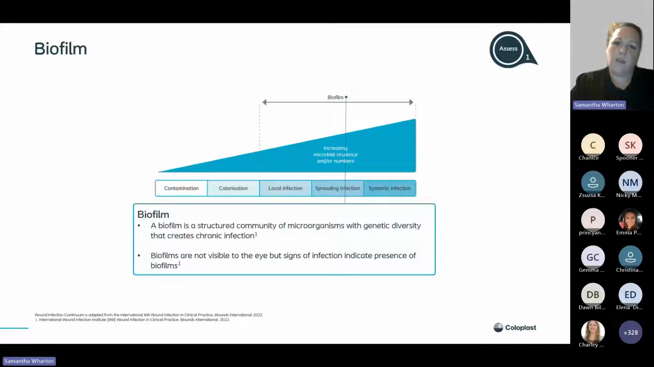And then along the top, we've got that biofilm. It's a structured community of microorganisms, and they create this sort of chronic infection. The microorganisms produce this sugary matrix to protect themselves, so that whatever you use topically to try and remove them is not effective, because they've got this lovely coating to protect themselves. They're not visible to the eye, but their presence is indicated with those signs of infection.